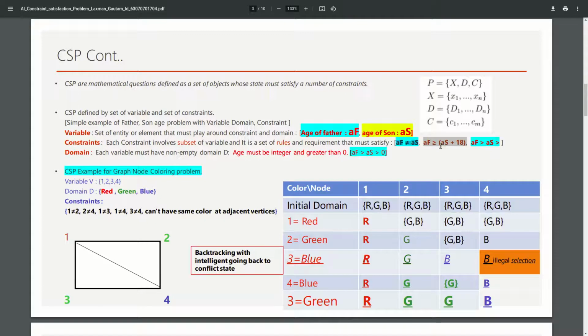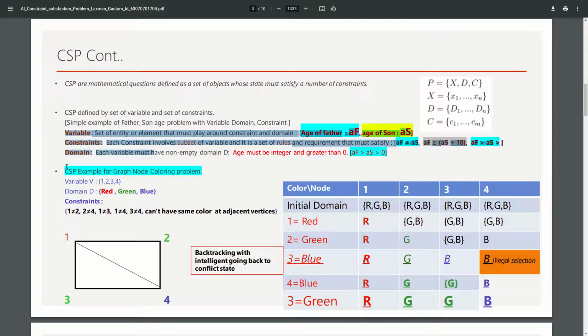What that means here is the assumption that someone can become a father only after age 18, and the age of the father must be greater than the age of the son. Similarly, this is the set of rules and restrictions which must be satisfied, and the domain could be that both variables must have a non-empty value, and must be integers greater than 0. This is one simple example defining a CSP.